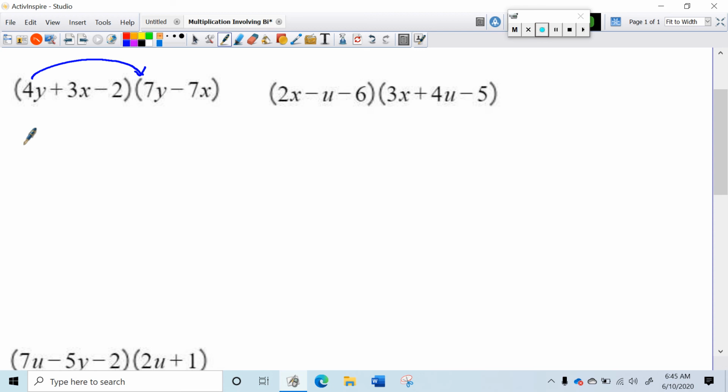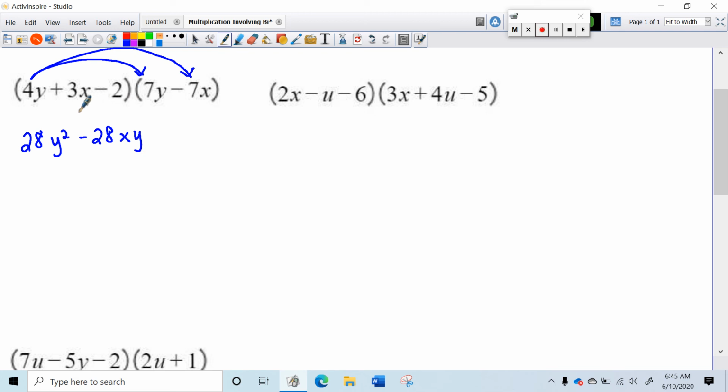4 times 7 is 28. And I have 1y here and 1y here, so that's 2y's. So that's 28y squared. Now distribute the 4y to the negative 7x. 4 times negative 7 is negative 28. And then you have a y and an x. Now usually you put your letters in alphabetical order. So x and then y.